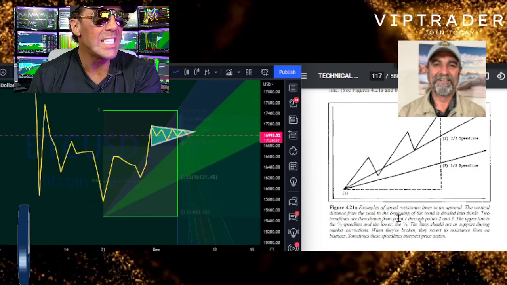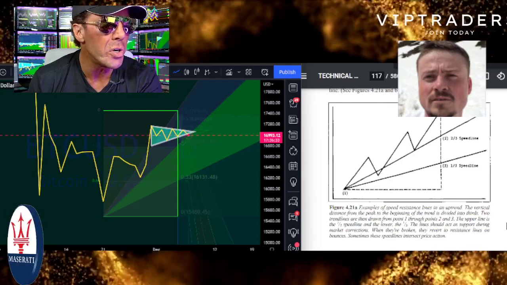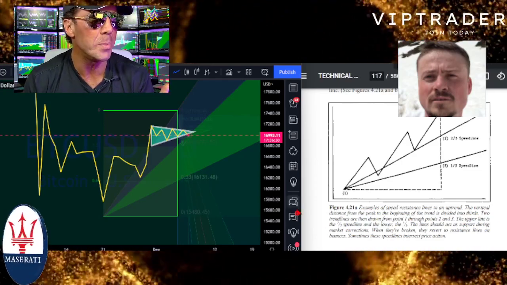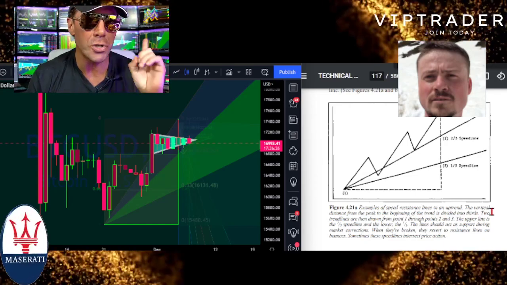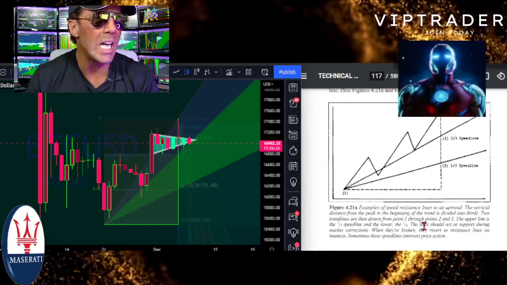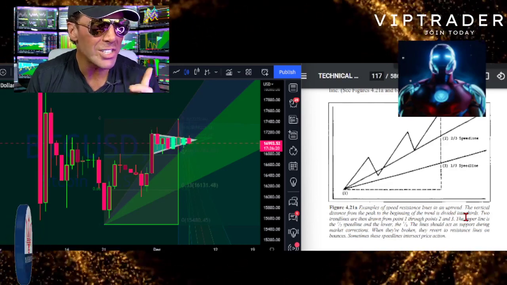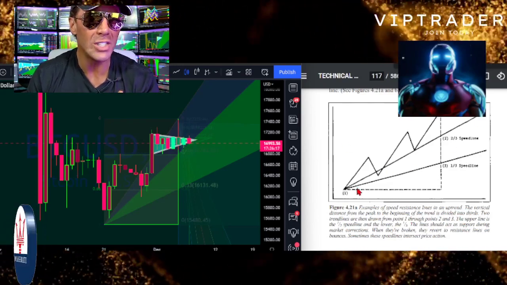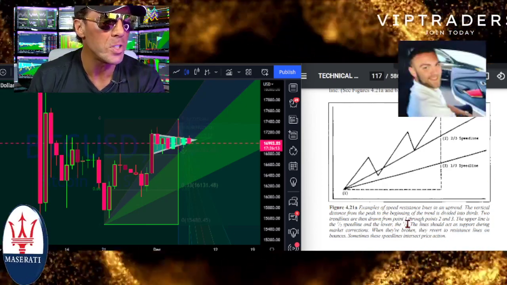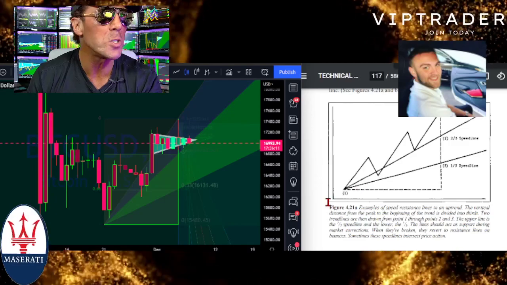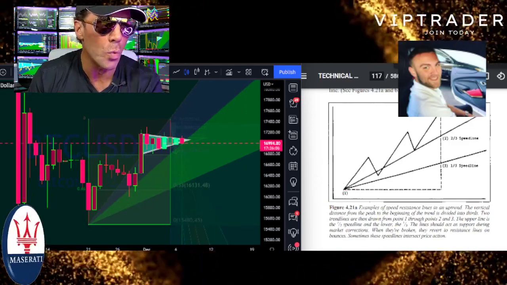Now, examples of speed resistance lines in an uptrend. The vertical distance from the peak to the beginning of the trend is divided into thirds. Two trend lines are then drawn from point 1 to points 2 and 3. The upper line is the 2/3 speed line. The lower line is the 1/3, the 1/3 speed line.